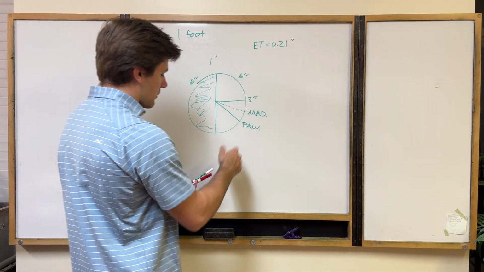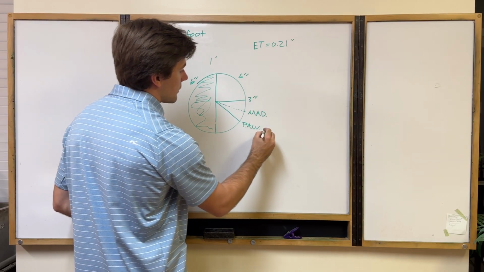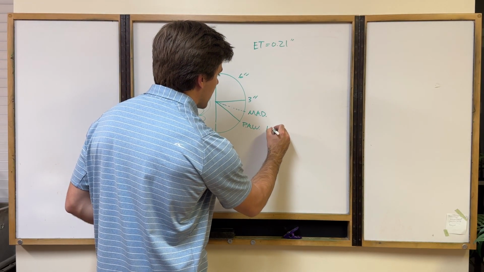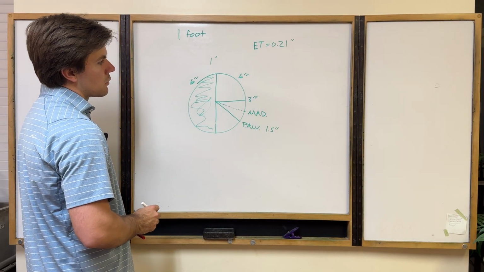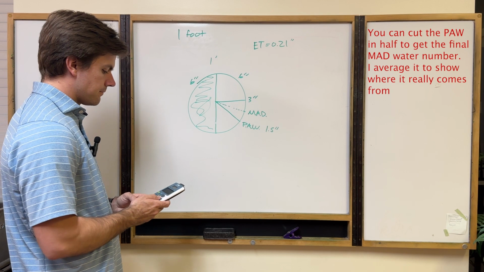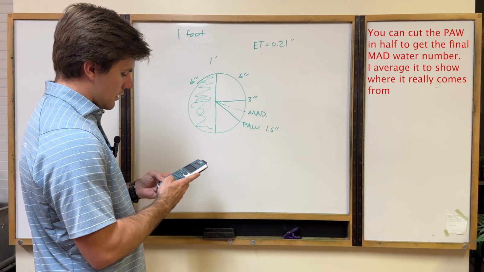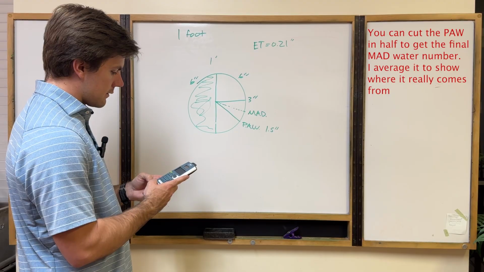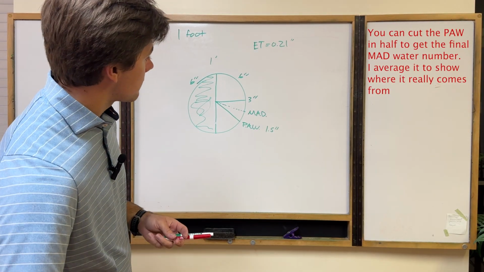So for example, the MAD water in this scenario, if you cut it in half again, the plant available water is 1.5 inches, and the MAD water is in between that. So let me just do some quick math. 3 plus 1.5 divided by 2, 2.25.